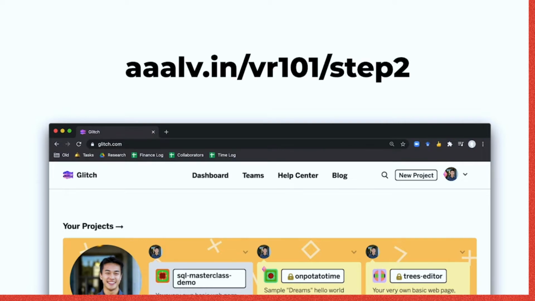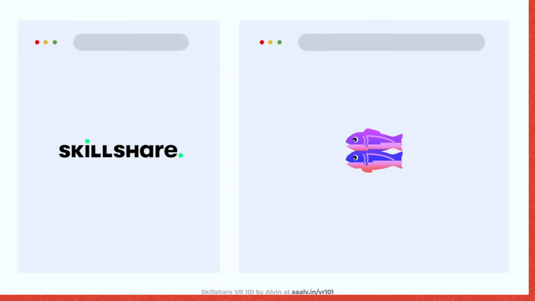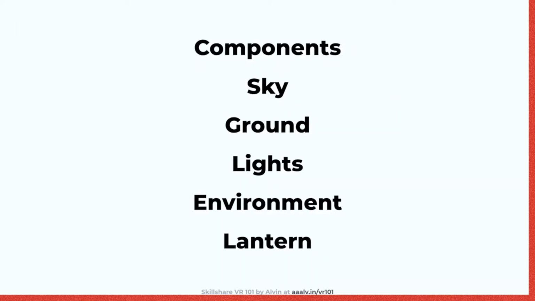Start by navigating to this URL, alvin/vr1/step2. This will open up a new project in Glitch. Like before, I suggest placing your Glitch and Skillshare windows side by side as shown here. We'll first expand our knowledge of components. Then, we'll change colors and add lighting to the scene.